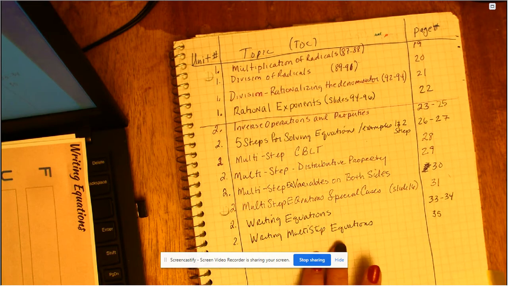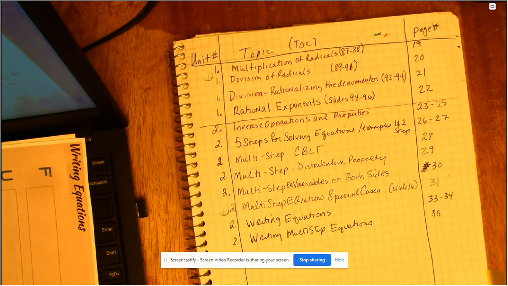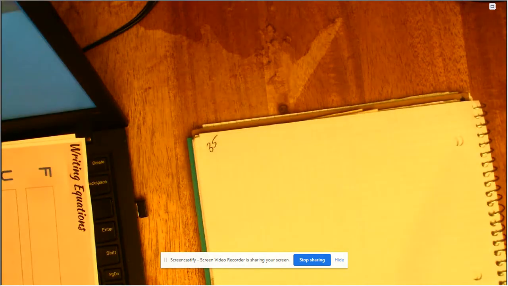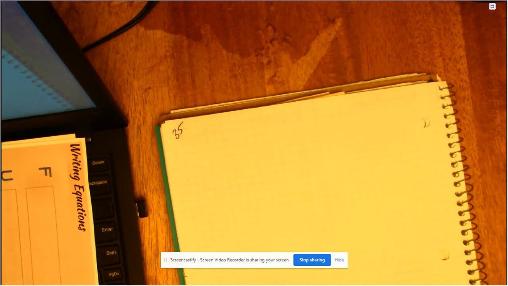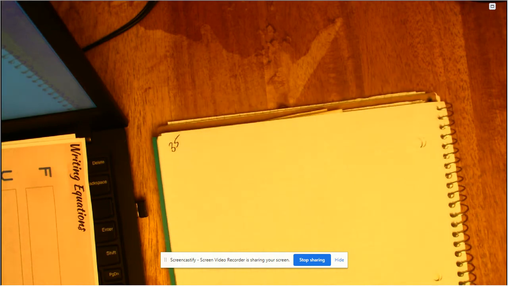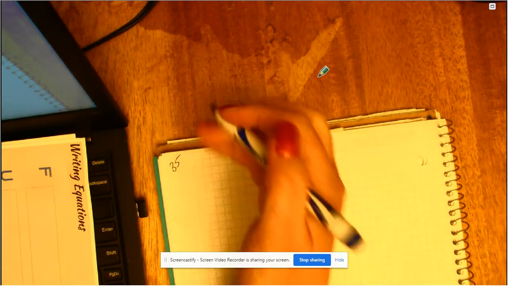So again, writing multi-step equations. I'm on page 35 in my notebook. You may be on a different page, depending on how big you write, etc. So make sure you write that in your TOC, and we're moving on in 30 seconds to start taking the notes. So I'm going to go ahead and turn to page 35. Top, I'm going to write writing multi-step equations.